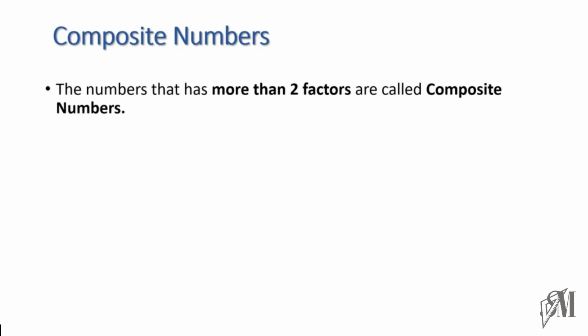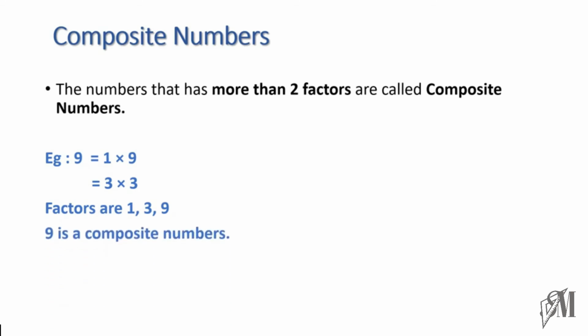Now if you take a number like 9, it can be written as 1 into 9 and then 3 into 3. So there are two possible ways of writing 9 as a product of two numbers. So therefore 1, 3, 9 are factors of 9. So it has more than two factors. Therefore 9 becomes a composite number.